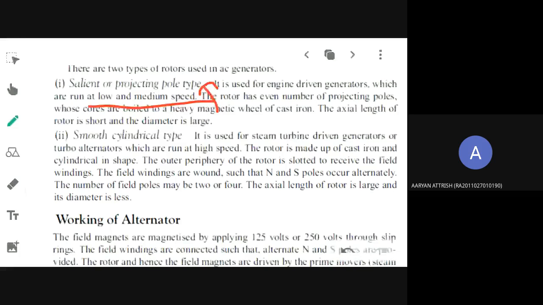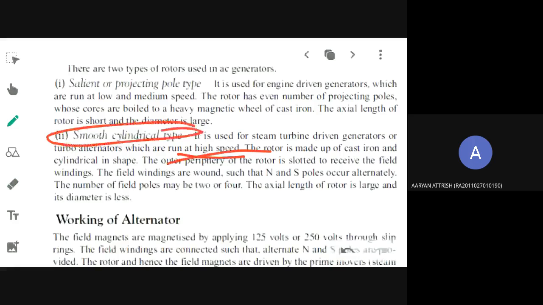And what will happen to the diameter and length? These points are important, so I am telling them again and again. Suppose you want to select an alternator to run at low and medium speed, you will select salient pole, and what will happen to the length? The length will be short and the diameter will be large, because the speed is very low. But on the other hand, if you want to select an alternator that runs at very high speed, then what type of rotor will you select?